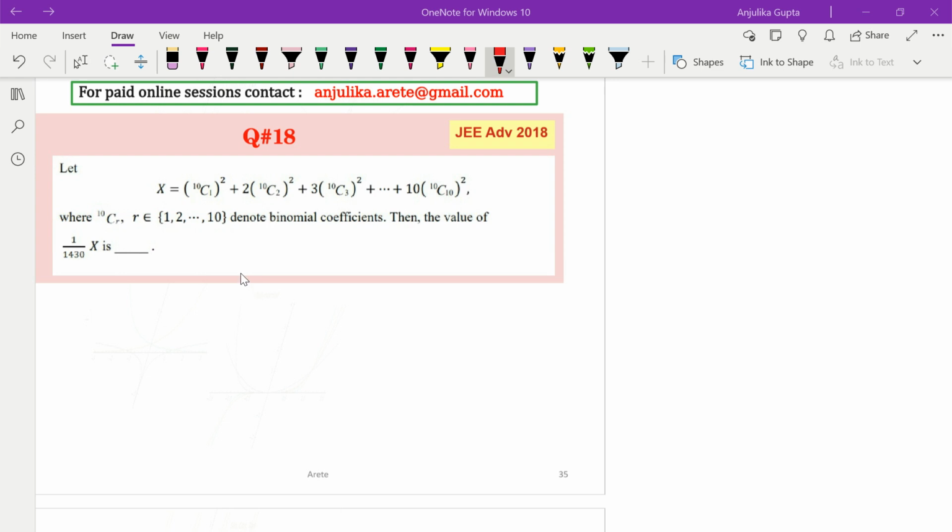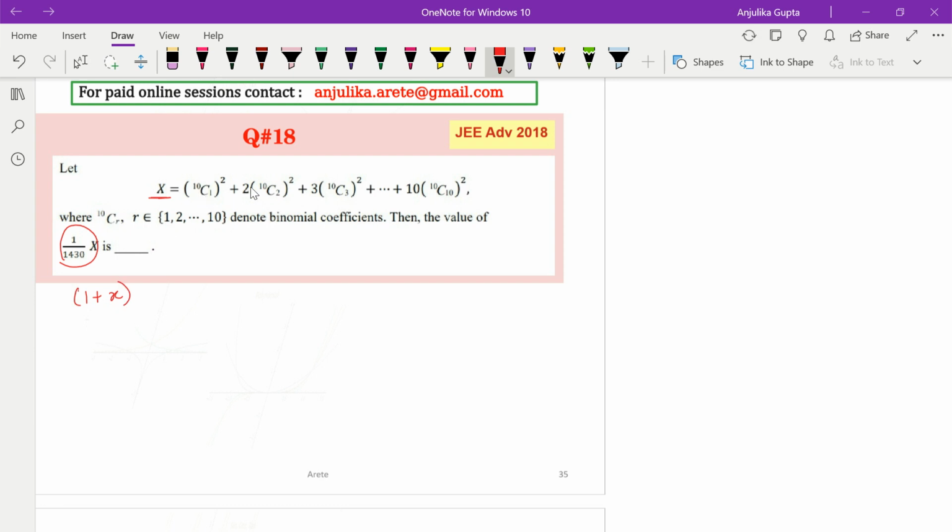Nice question on binomial coefficient. So we have to find out what is x. Actually, we have to find out what is this value. So what comes to our mind whenever we see binomial coefficients like this? The very first thing that comes to our mind is the expansion of (1 + x)^n. Yes, but what is n here?